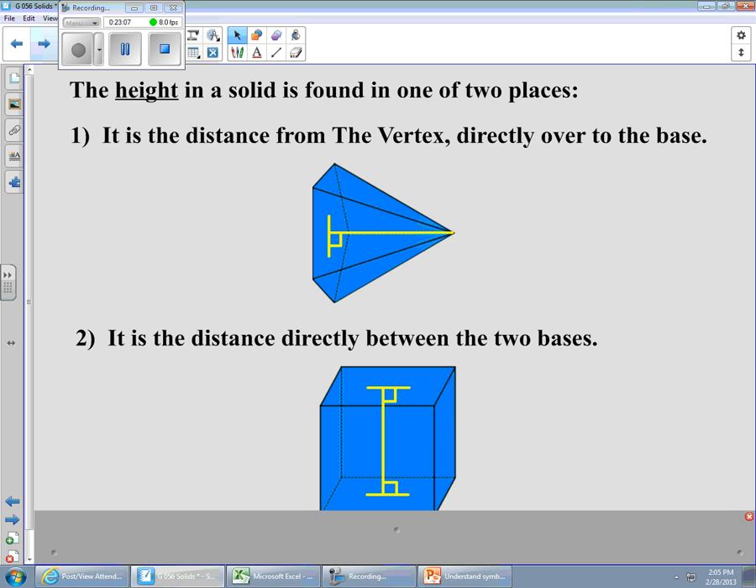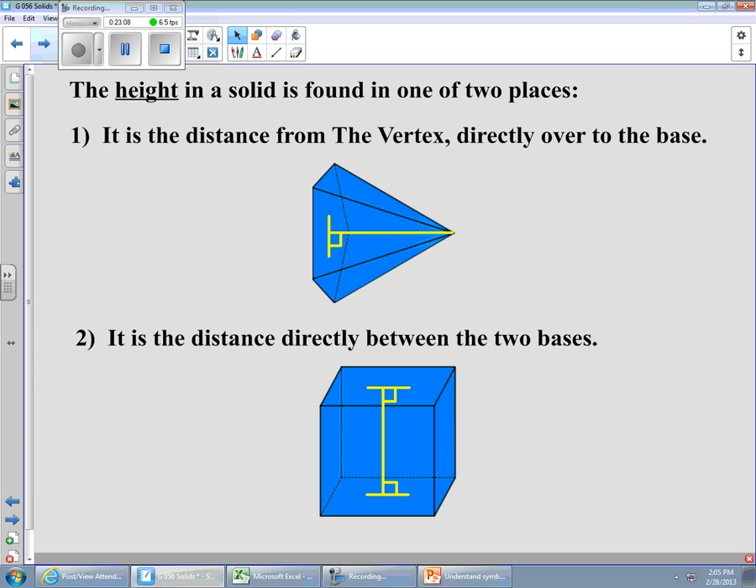And the other situation is that we may have two bases on our solid. And again, we'll worry about how to name that stuff tomorrow. But our height will simply be the distance directly in between the two bases. And once again, that means that our height and our base will always be perpendicular to each other, just like it has been for the last few weeks. Base and height are always perpendicular.